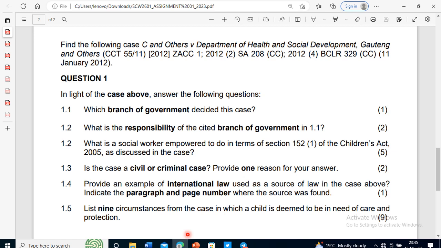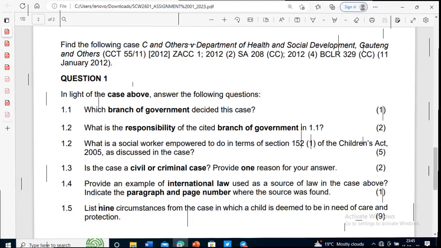Take it the way it is, but try to paraphrase where possible, guys. Try to paraphrase where possible so that your work may be unique from other students' work, just to avoid plagiarism and other inconvenience. So I do believe that we are done with this assignment.